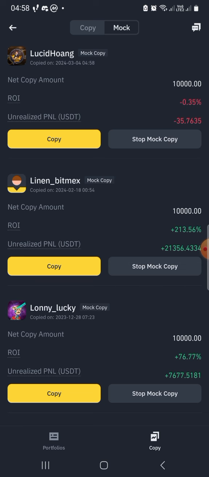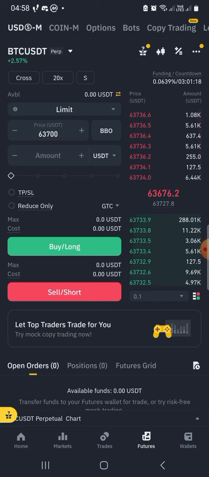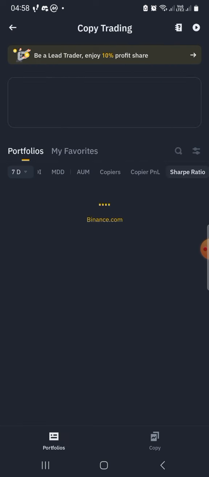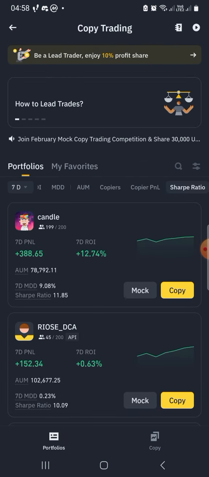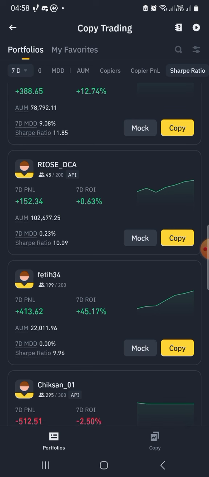So that is it with the whole mock trading. Now you can copy as many as 10 different traders, so it is always good to diversify your portfolio. Always remember that the base sharing of profit is at least 10%, but some traders can increase it, because traders also have various ranks.